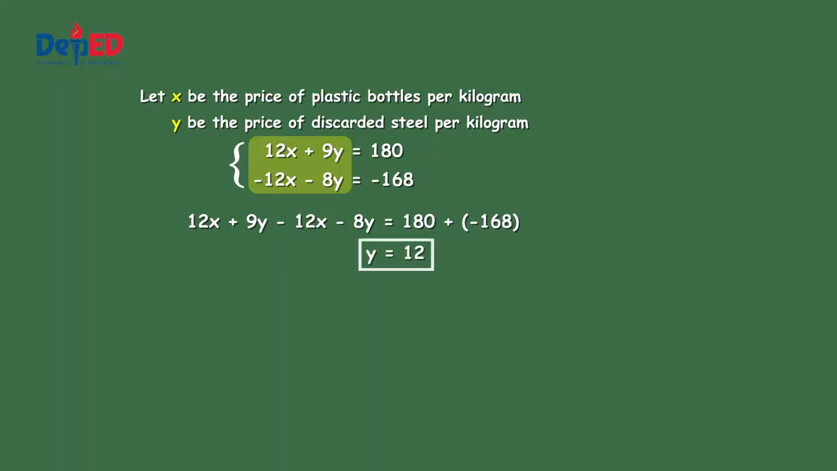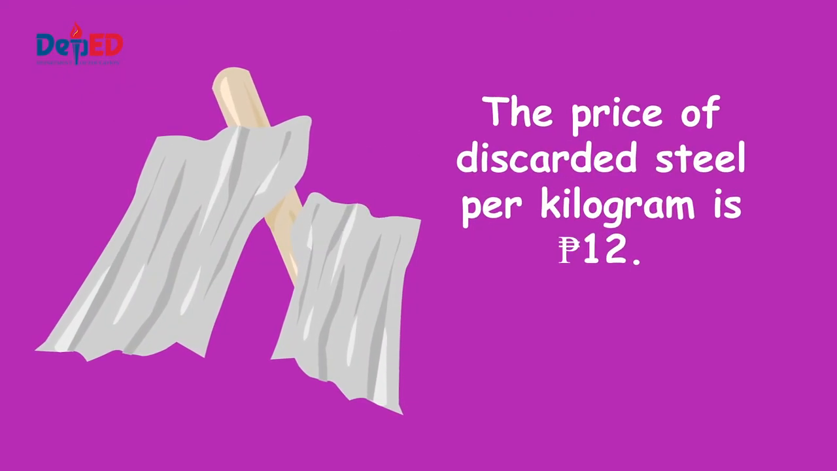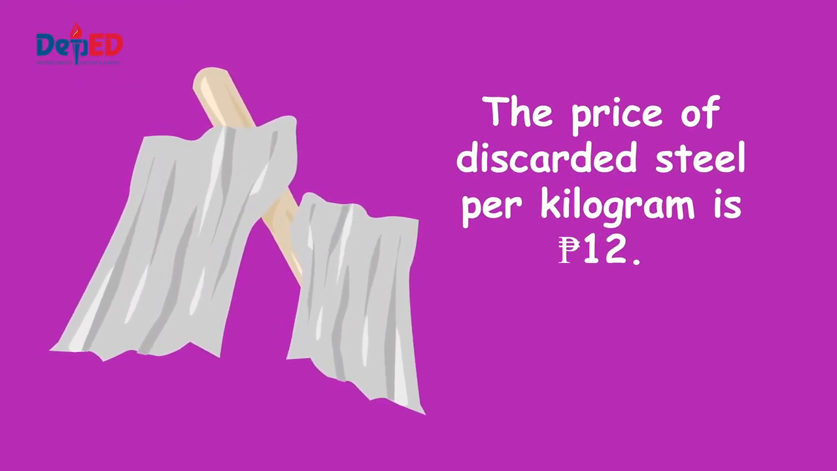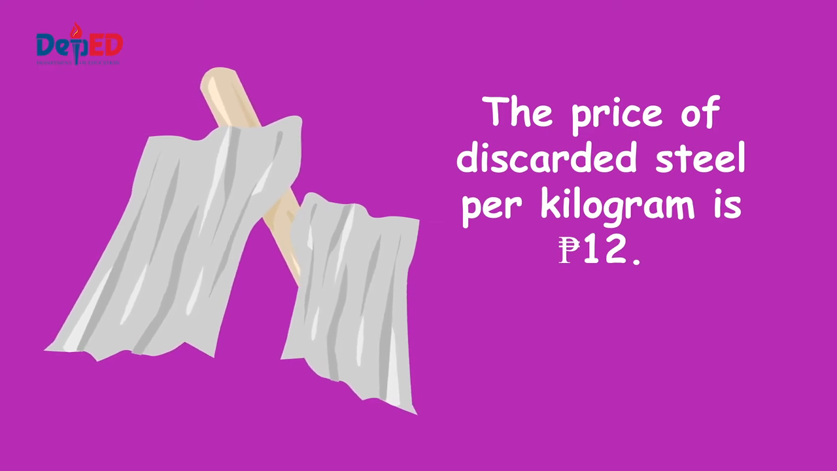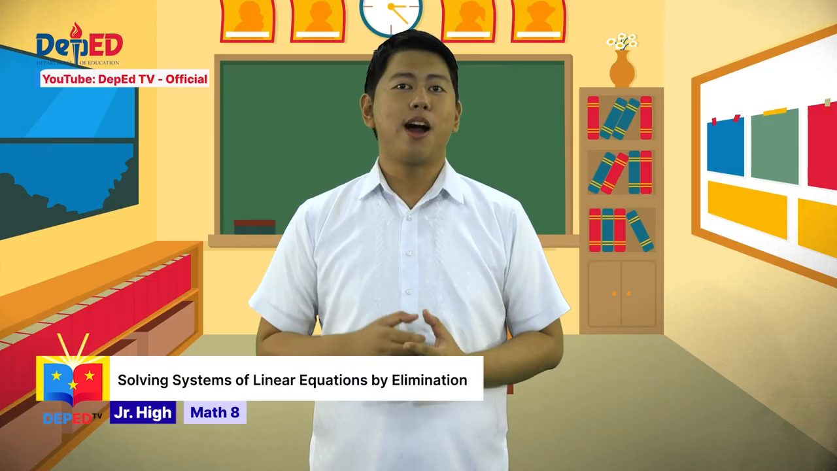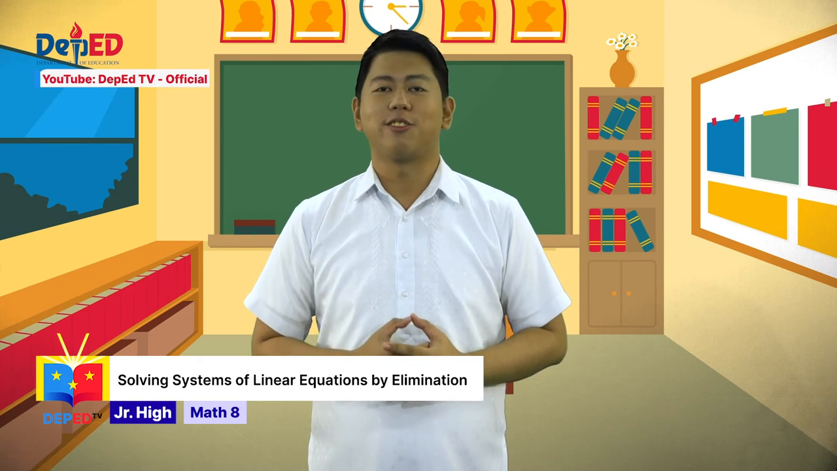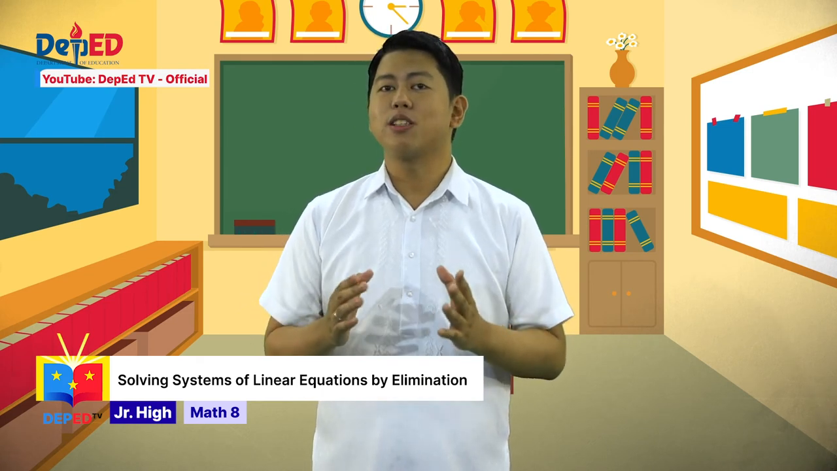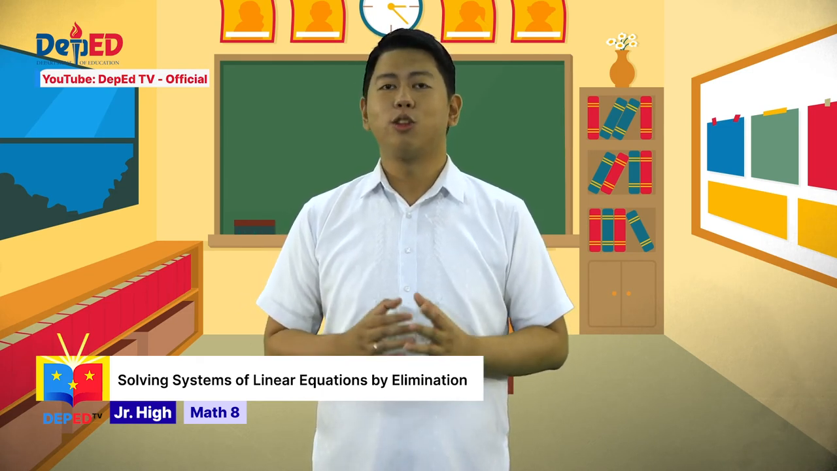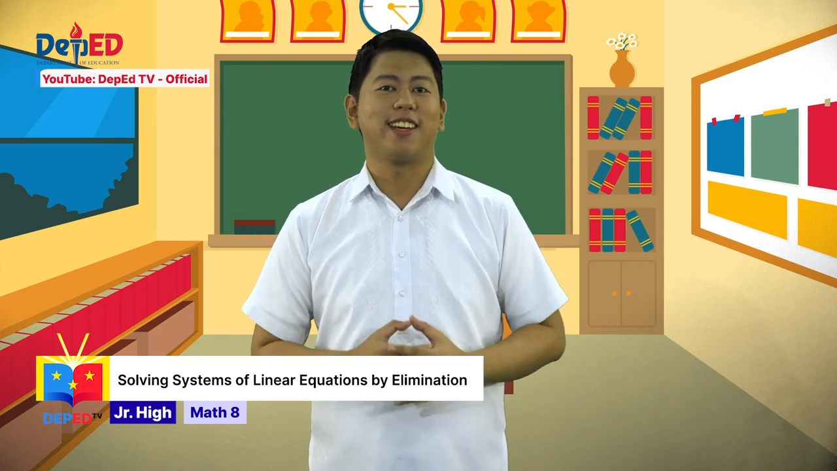Combining like terms, what will be the value of y? Y is equal to 12. Therefore, the price of discarded steel per kilogram is 12 pesos. These problems are good reminders for us, not only that there is money in someone else's trash, but also the positive effects of eliminating waste through proper practices of recycling.